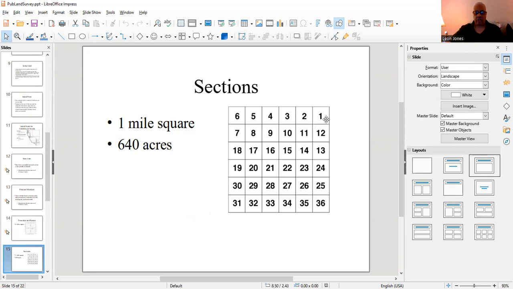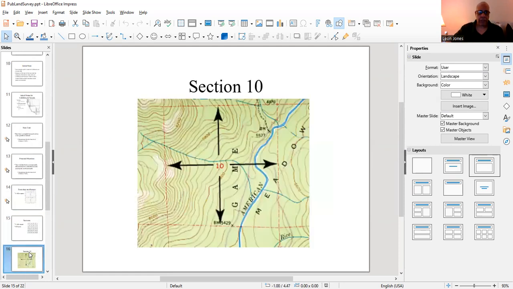Here are sections. So you have 6 miles. Each square is a mile, and that totals 640 acres. Now, within one township, there are 36 sections. That's where we utilize our plats, and I'm going to show you a plat in just a moment. This is what it looks like.